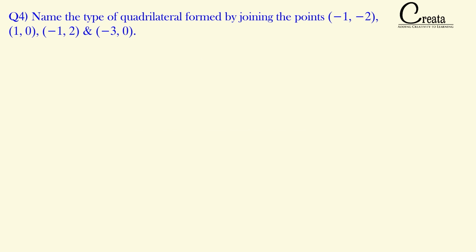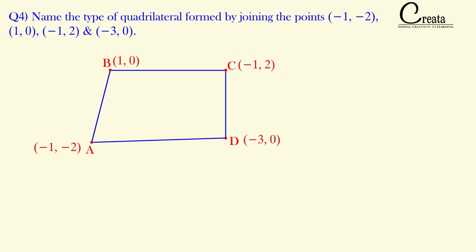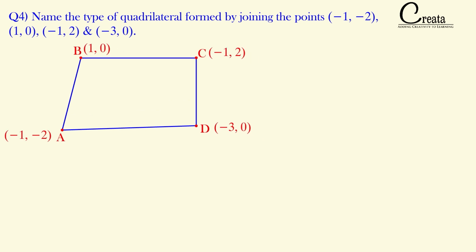Okay, let's approach this question. The 4 points of the quadrilateral are given. Let's name these 4 points as A, B, C and D. 4 points are given, so we can form a quadrilateral with these 4 points. In this question, we have to name the type of the quadrilateral formed. We have to tell whether this is a trapezium or a kite or a parallelogram, rectangle, rhombus, square. Means we have to identify what is the type of this quadrilateral.